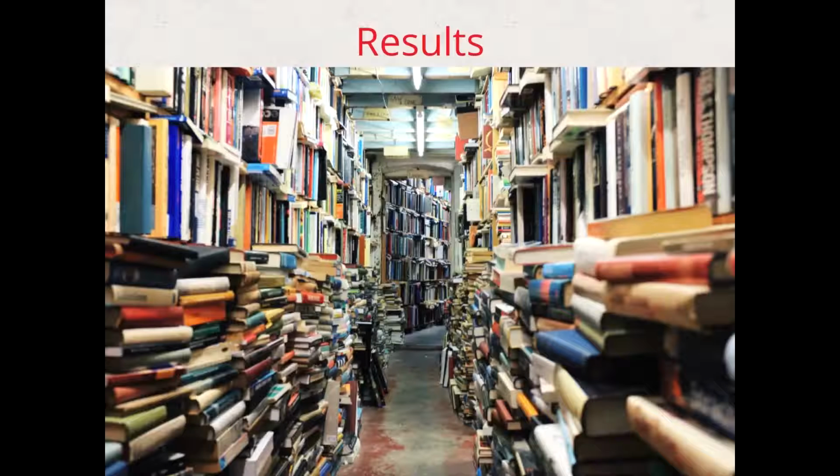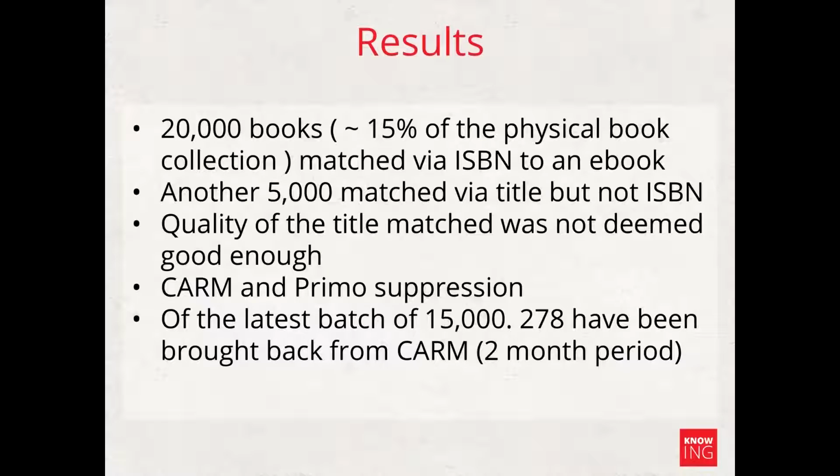So I'll just show you some of the number results as well. So this is some of our results. So I suppose we matched about 15 to 20% of our collection via ISBN. This is probably what preceded this level of matching: large purchases of ebook collections. And previously we had no real way to understand the overlap. So this is why this process was created.